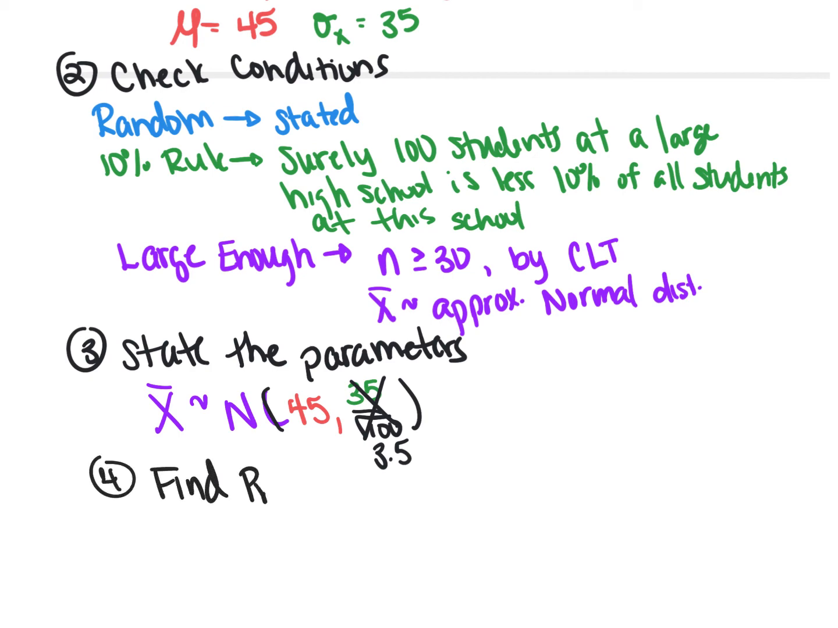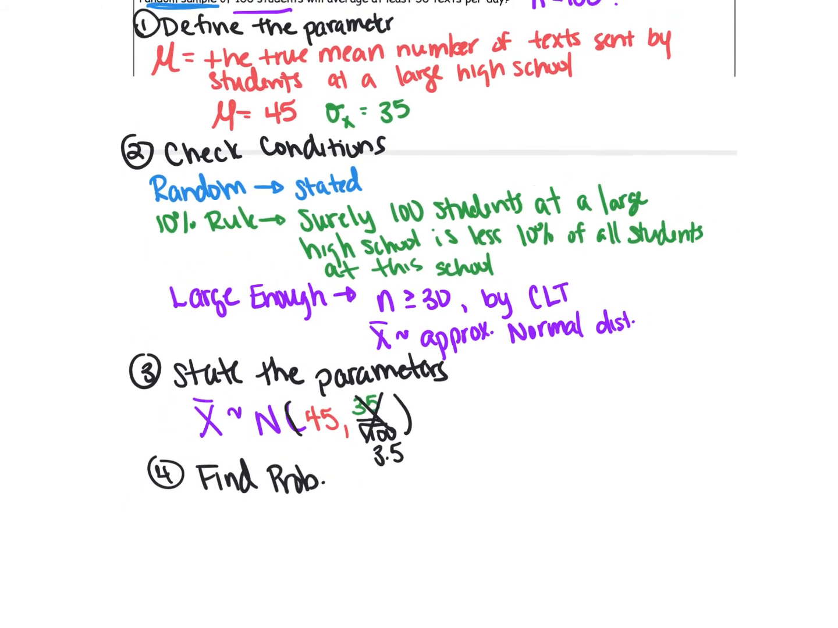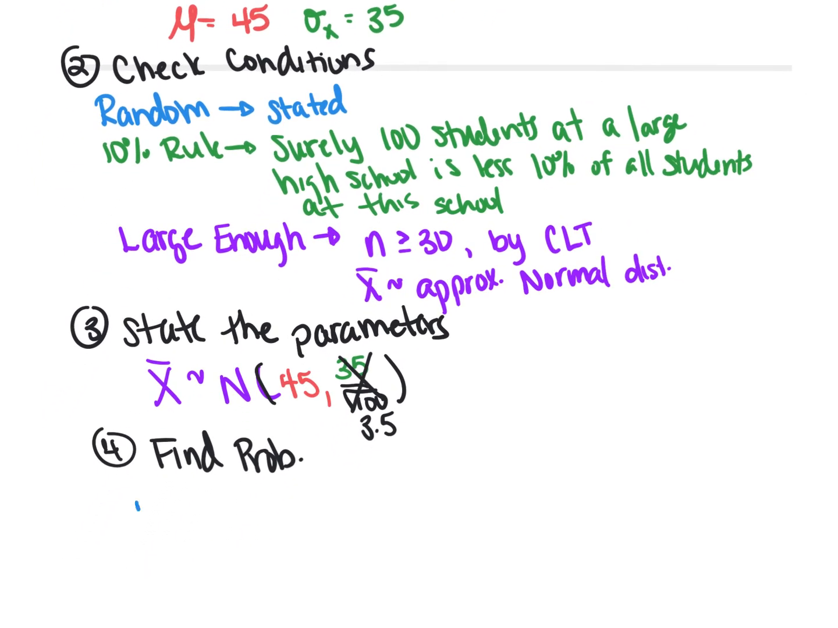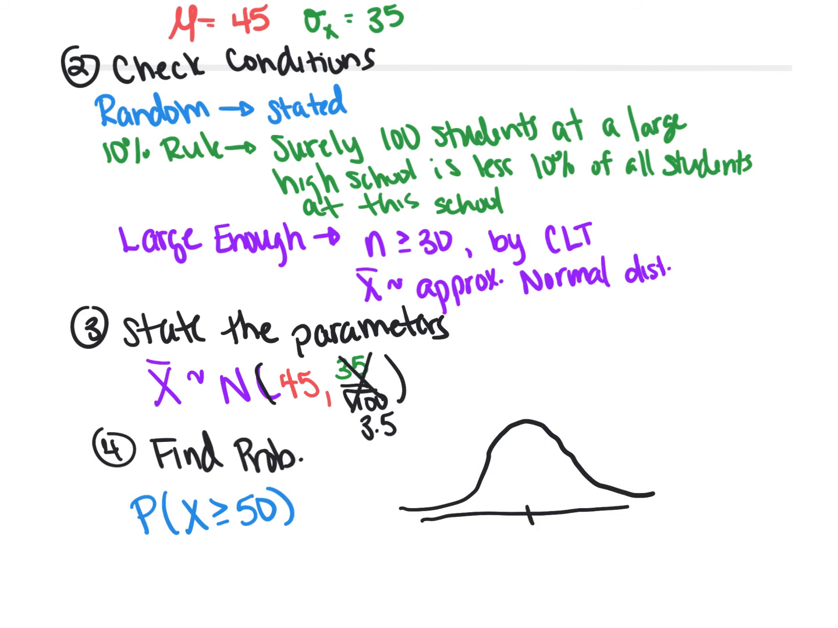And then our fourth and final step is to find that normal probability. So we're going to find the probability. And the problem said to find what is the probability that they average at least 50 texts per day. So at least 50 texts per day, we're going to write this statement as a probability x greater than or equal to 50 here. We're going to draw a normal curve. And on this normal curve, I'm going to put the mean, which sits at 45. And I'm asking about the value 50, which sits on the right side of the mean. And I'm going to be greater than or equal to that, so I'm this way here.